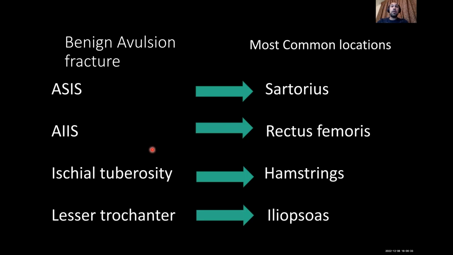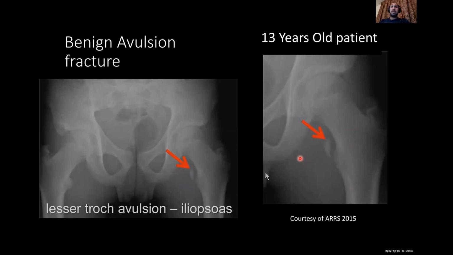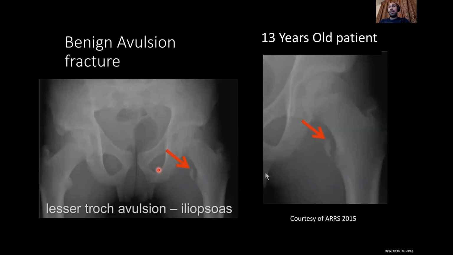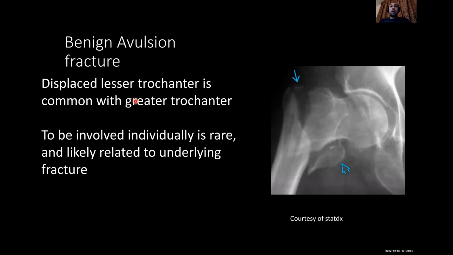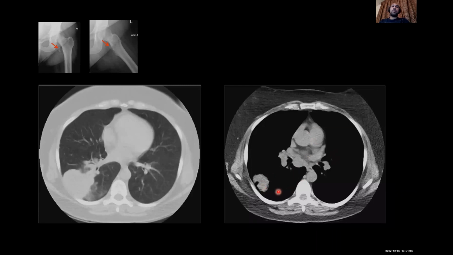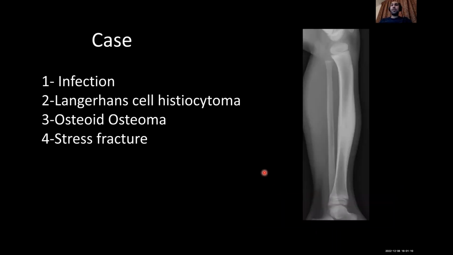Here are the sites: anterior superior iliac spine, sartorius; anterior inferior iliac spine, rectus femoris; ischial tuberosity, hamstrings; lesser trochanter, iliopsoas. When it is young, it is iliopsoas avulsion, but when it is old, it should be malignant until proved otherwise. Here is another benign avulsion fracture, and this one is malignant, here it is primary. Okay. Next case, what do you think?